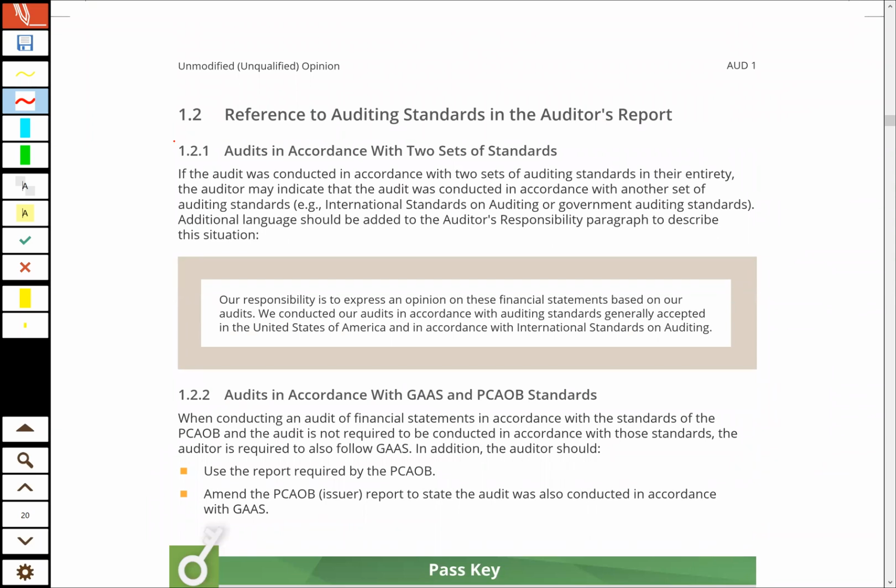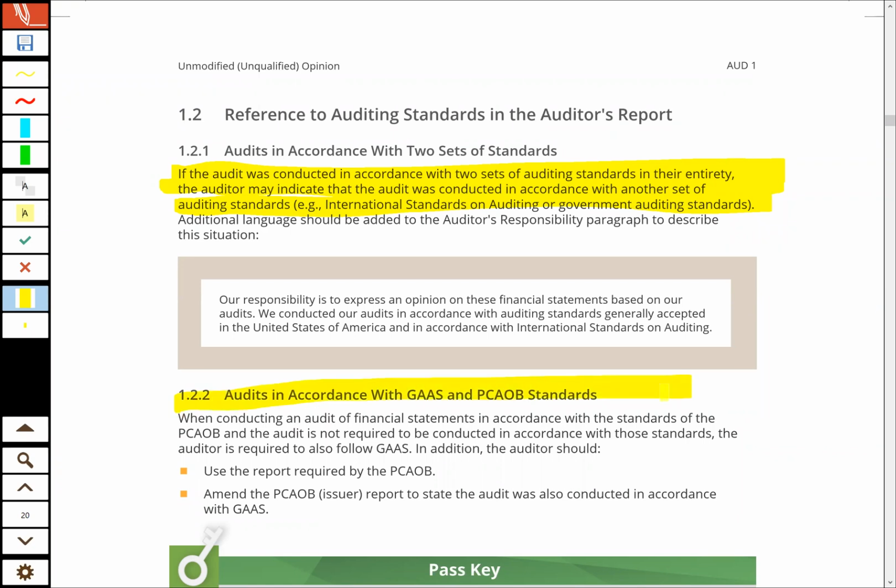Now you come over. And if we are asked to do an audit in accordance with two sets of standards, okay, then we will go ahead and say, hey, we followed the government auditing standards. We followed the what? We followed the auditing standards, the United States auditing standards, the AICPA standards, and we also followed the international auditing standards. And so you would call out both sets of standards, okay?